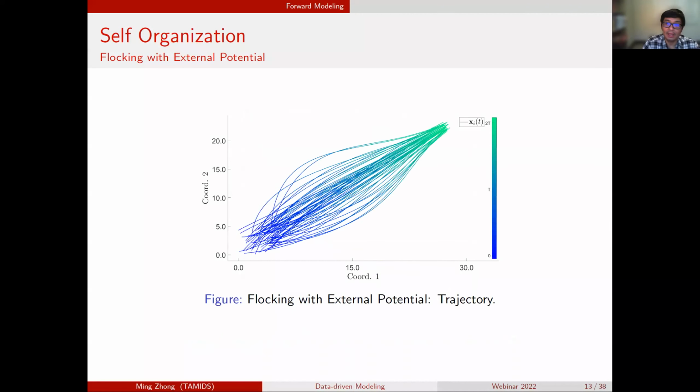Okay, and then as you can see, again, this is a 2D trajectory. The color scheme indicates the flow of time. The time flows from dark blue to light green. So as you can see, initially they are chaotically placed, disorderly placed with randomly chosen velocity, but eventually they will fly with the same velocity, and also the area where they flock together will be smaller due to the presence of attractive forces from this external potential.